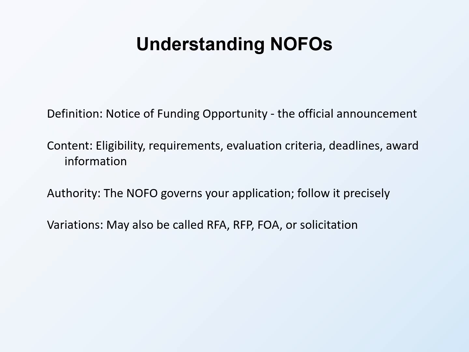Content in an NOFO includes eligibility requirements specifying who can apply, application requirements detailing what you must submit, evaluation criteria explaining how applications will be scored, deadlines for submission, award information including funding amounts and project periods, and contact information for questions. Every element of your application should respond to something specified in the NOFO.